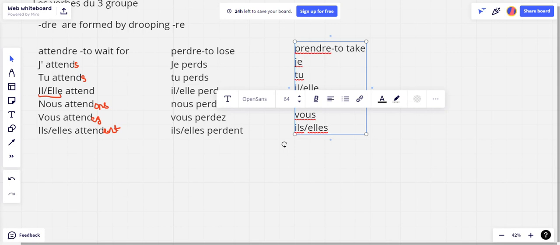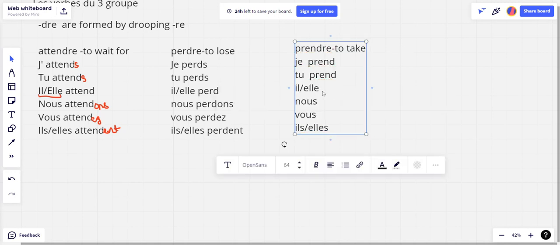Now, as I already said, this word has a really irregular conjugation. Till il and elle, it's the same. It would be prend. It is the same till here with je, tu and il. Here you have s, you have s again, and you don't have any ending with il. But from here it changes.